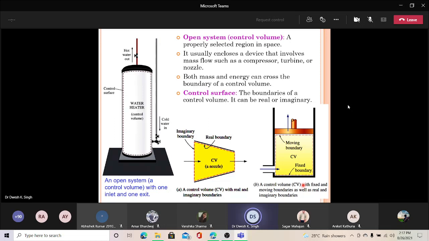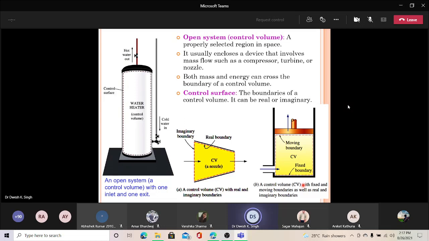An open system is also called a control volume. Now, why is it called the control volume? Because when there is an exchange of mass, then we call it a control volume. So basically, a control volume is an open system. And in that case, the boundary of that control volume is called the control surface. And again, as I told you, it can be real and imaginary because it depends on your study concern.